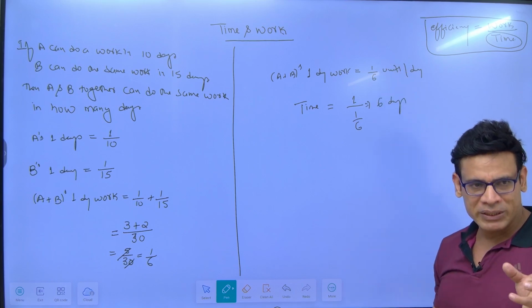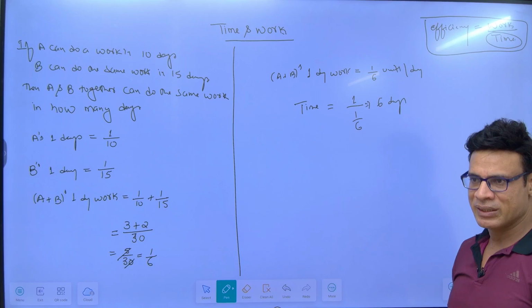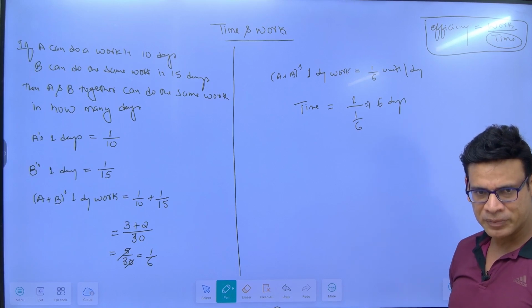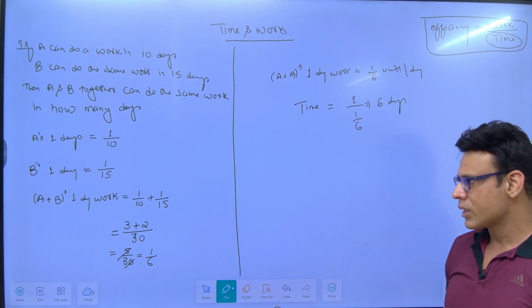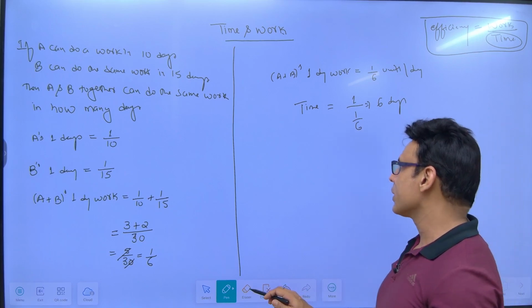If you are doing 1 by 6 every day, 1 by 6, 1 by 6, in 6 days we'll do 6 by 6. 6 by 6 means 100% work. Right? Now, this method is good. Should know it. But then there is a better method.